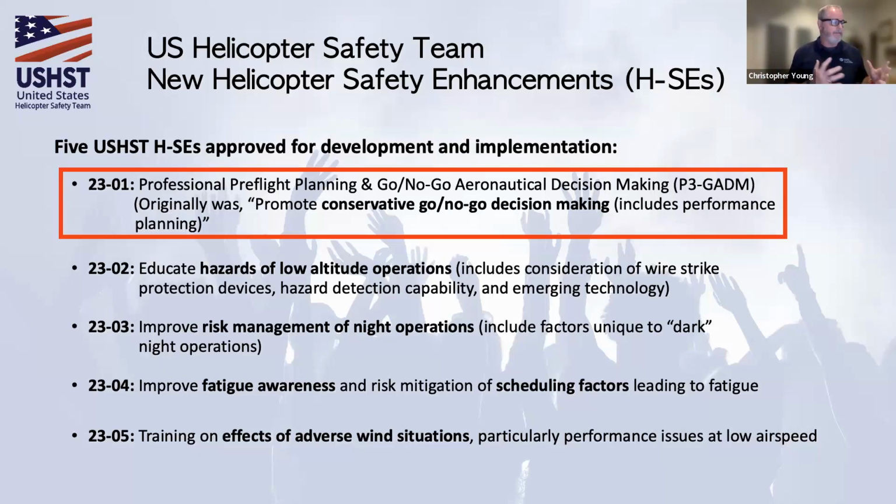But we now have these new 5 that you can see on the screen, and I'm going to quickly focus on that first one, which relates to decision making. You can see the name there: professional pre-flight planning and go/no-go aeronautical decision making is the title. And as we know, we just answered a question that reflects that, hey, we probably could do a better job at making choices to help create better outcomes, right? And so the team has put this out there. The group behind this helicopter safety enhancement is the working group.